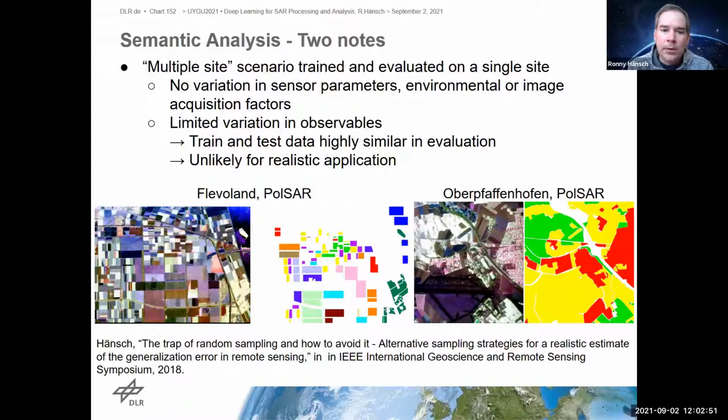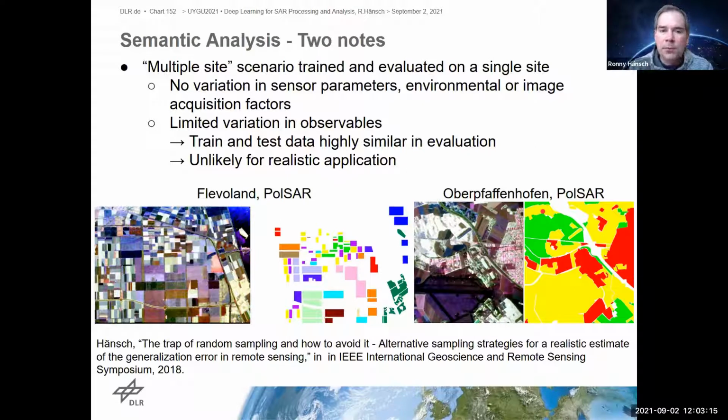What I mean with this is that you're working on a multi-site scenario, right? So you're assuming you train a neural network at one area and then you apply it to a different area, right? But your training and evaluation scheme is based on a single image, because this is the data you have available. Here you see two very standard data sets, the Flevoland data set and the Oberpfaffenhofen data set.